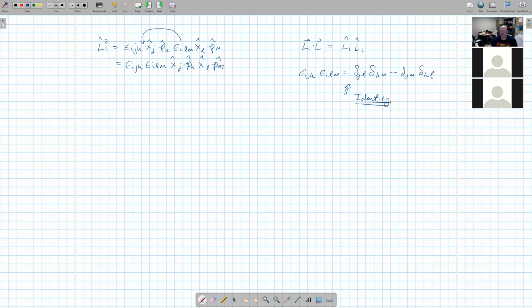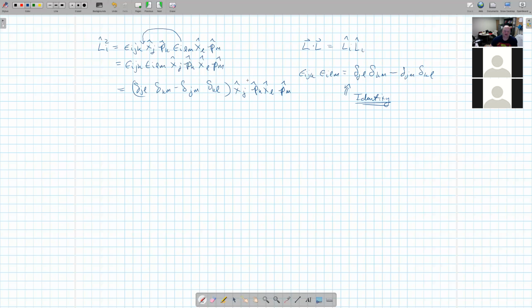that you can find on something like Wikipedia, or you can prove it if you want. It's kind of fun to prove it, but that's fine. You don't have to. But just know that this is an identity that we're going to use. So good. Let's insert that identity here. This is going to become delta_jl delta_km minus delta_jm delta_kl, all times that other stuff: x_j p_k x_l p_m.